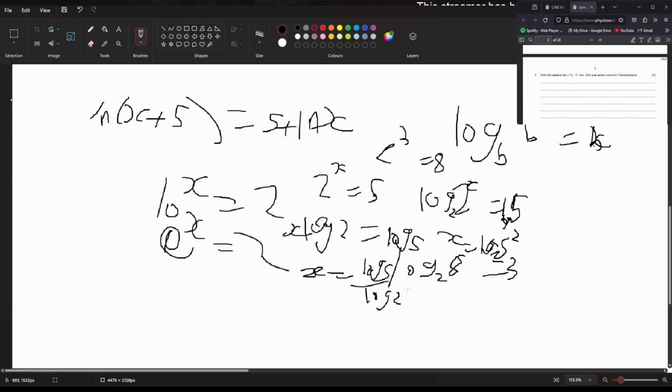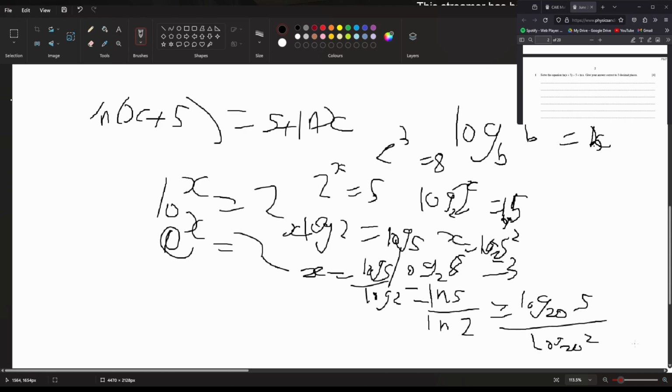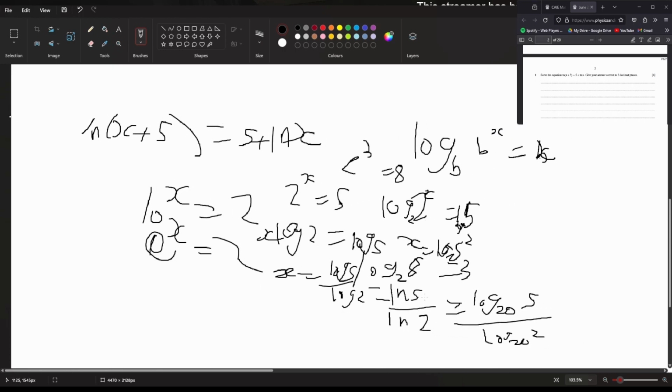Now, that is the same as ln 5 over ln 2, and it's the same as log 25 over log 22. Basically, you need to remember that the ratios will always be the same. So that's important to remember.